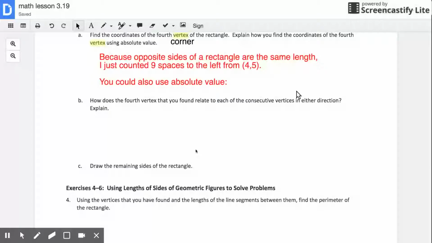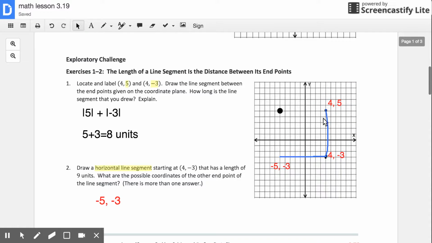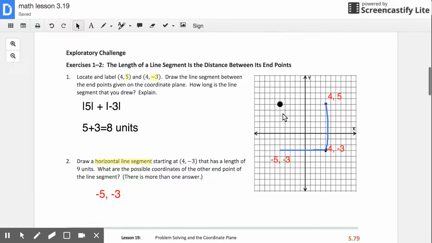Because the opposite sides of a rectangle are the same length, I counted 9 spaces to the left from 4, 5, the ordered pair 4, 5. You could also use absolute value, and here's how. So I just counted 9 spaces to the left from here, but I could use absolute value because I know that from 0 to here is 4 units. So this is the absolute value of 4. And I need to go a distance of 9.